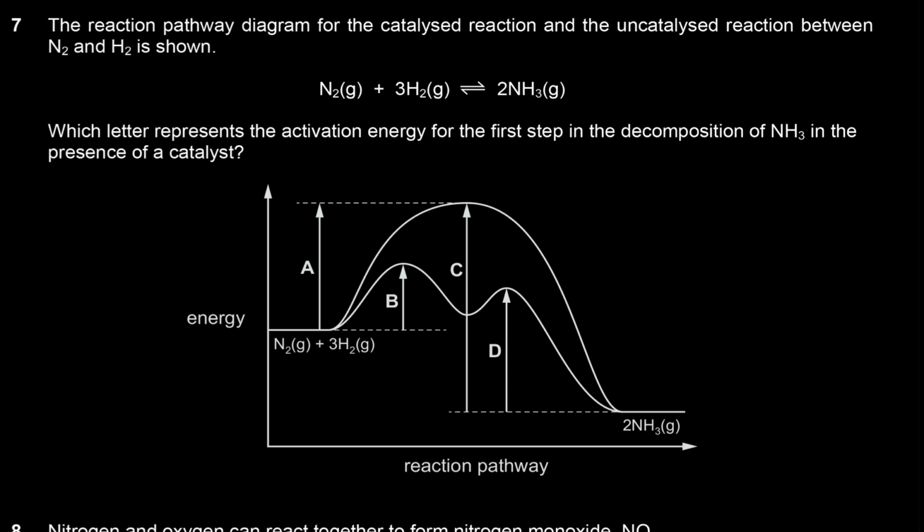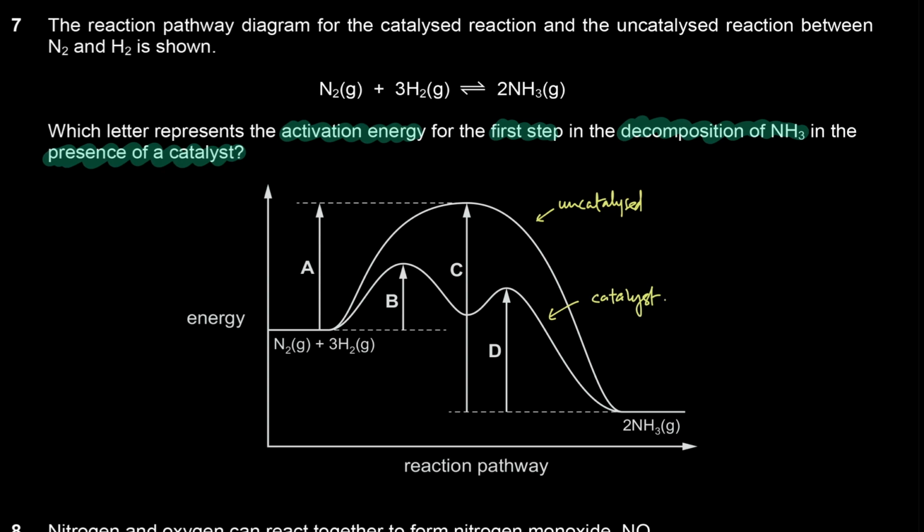The reaction pathway diagram for the catalyzed reaction and the uncatalyzed reaction between N2 and H2 is shown. Which letter represents the activation energy for the first step in the decomposition of NH3 in the presence of a catalyst? So we know in this energy profile diagram, the curve on top represents the reaction in the absence of a catalyst. With the catalyst, the activation energy is lower, right? So this is the uncatalyzed reaction, and this is the one with the catalyst.